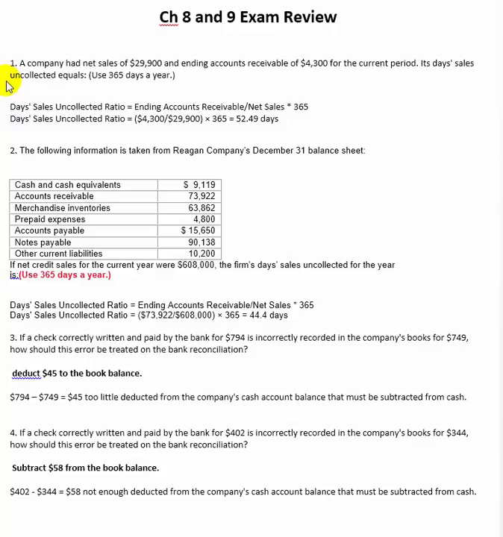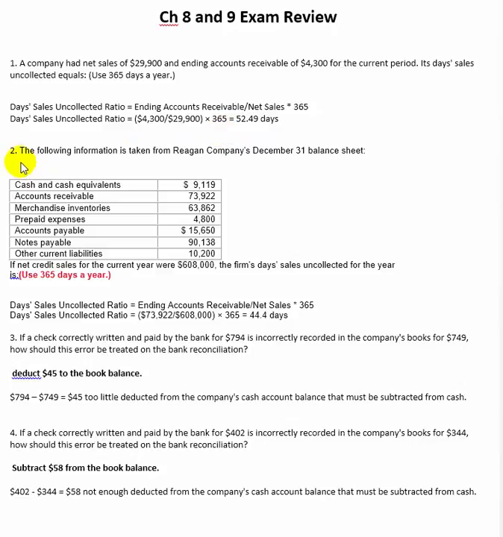Question number 1. A company had net sales of $29.9 and ending accounts receivable of $4,300 for the current period. Its days sales uncollected equals what? And you're supposed to use 365 days for a year. So the formula would be ending accounts receivable, which would be $4,300, divided by net sales, which is going to be $29.9. That result is then multiplied times 365 to give you 52.49 days.